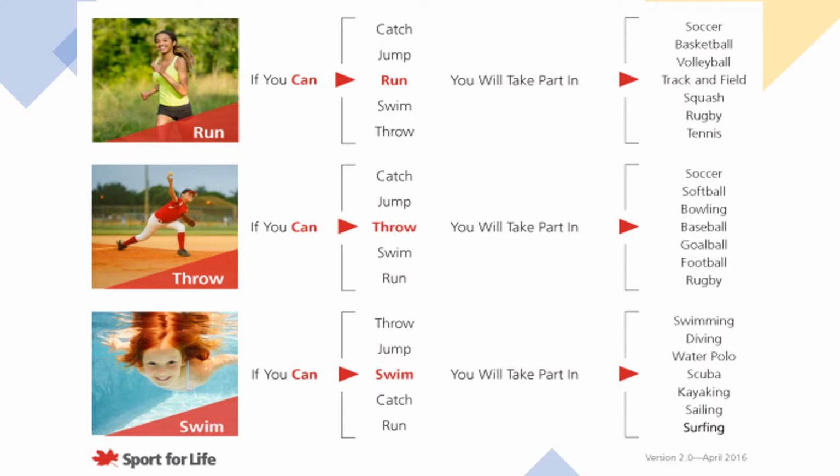The following graphic provides examples of how movement competencies set a foundation for participation in different physical activities. For example, if you can run, you will take part in track and field. As well as, if you can throw, you will take part in baseball. And if you can swim, you will take part in scuba.